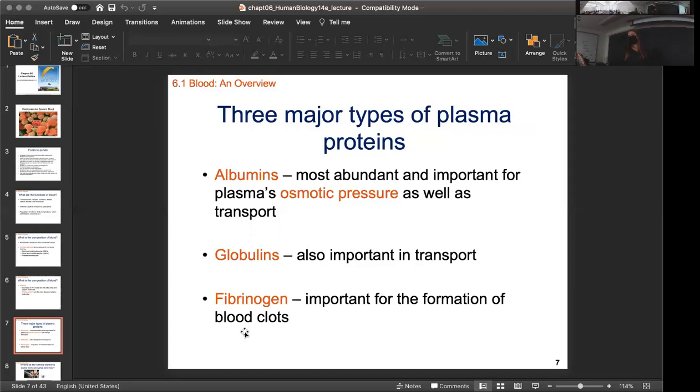And then important for the formation of blood clots is the fibrinogen. So hard to say with a mask on. Formation of blood clots is important for when you have a paper cut on your finger, or you scrape your knee on the sidewalk and you're bleeding.